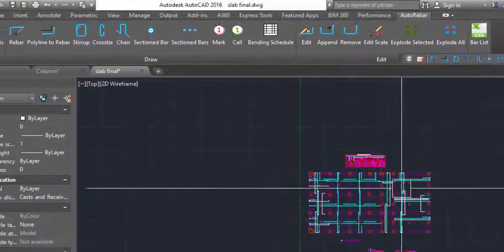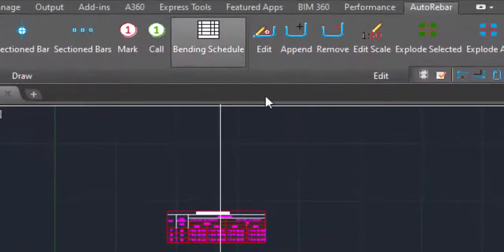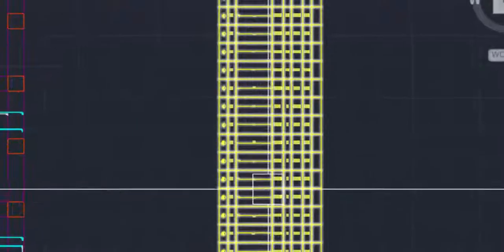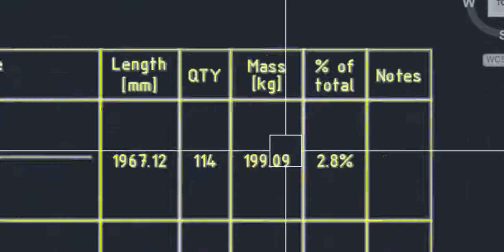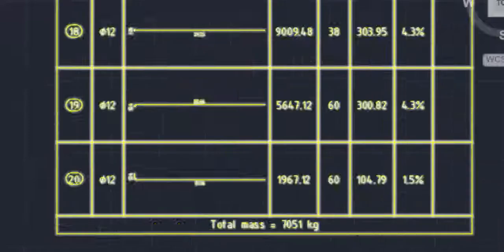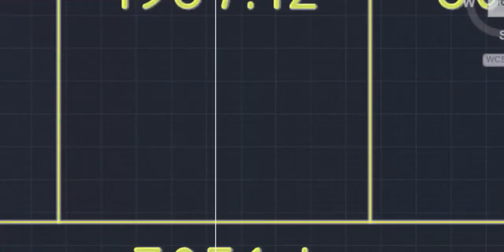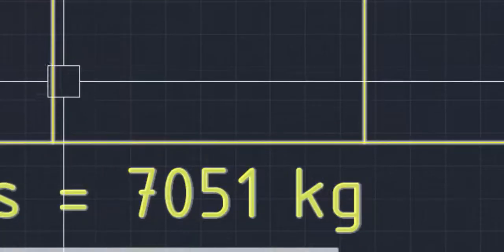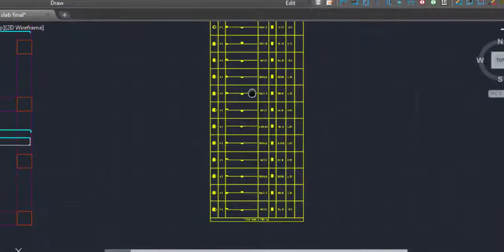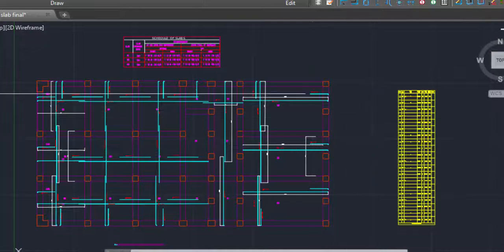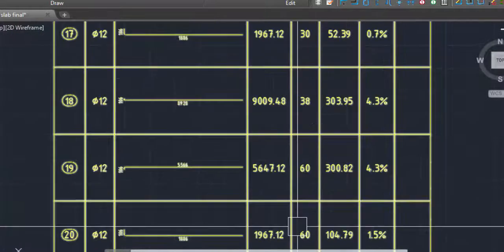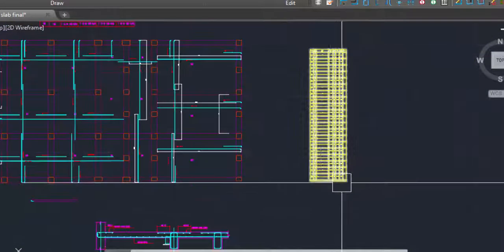Now this is the last step, to draw the table, this bending schedule. Just specify the intersection point, and as you can see, this has already been drawn from 1 to 20. Okay, so this is 7,051 kg, the weight we are going to use in the slab. So it is a bigger area, and a lot of steel is used in the slab. So this is the steel we are going to use over here.